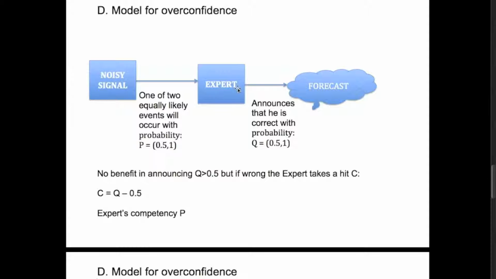The way the model works is that we assume there is no benefit in announcing Q greater than 0.5. But if he's wrong, the expert takes a hit. It's a cost for him. This cost is a function of Q minus 0.5.